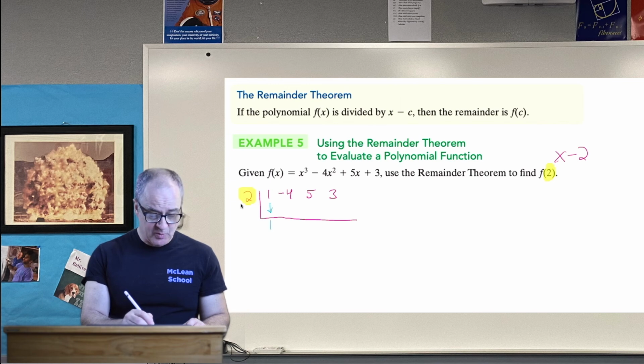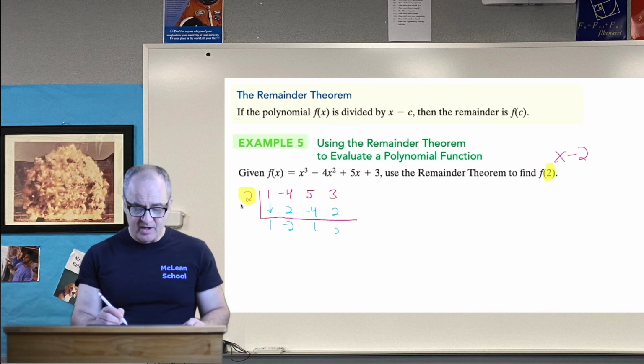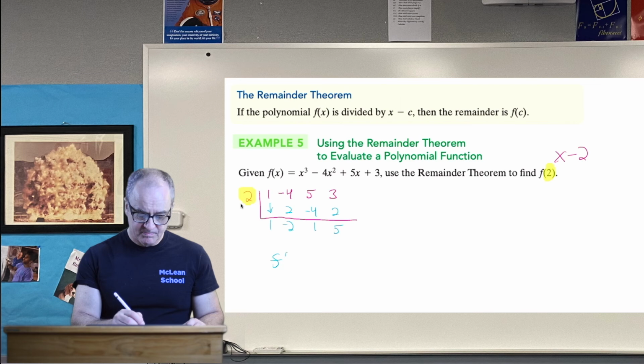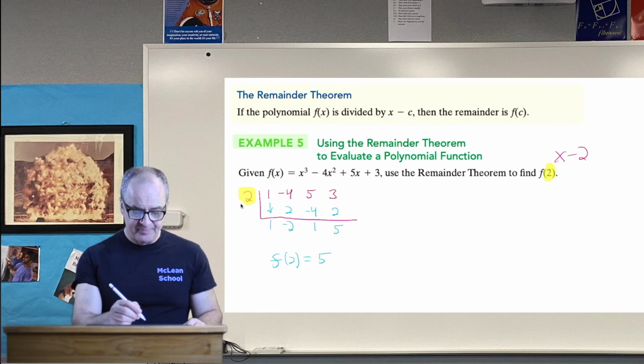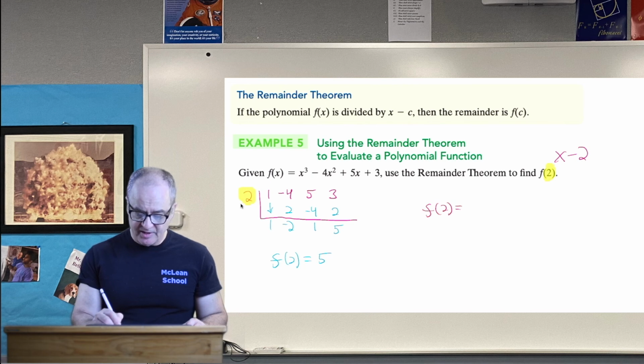2 times 1 is 2, negative 4 plus 2 is negative 2, 2 times negative 2 is negative 4, 5 plus negative 4 is 1, 2 times 1 is 2, 3 plus 2 is 5. Difficult math here, but it's actually really easy to mess up. According to this, if I were to plug 2 in for x in that original polynomial, I should get 5.